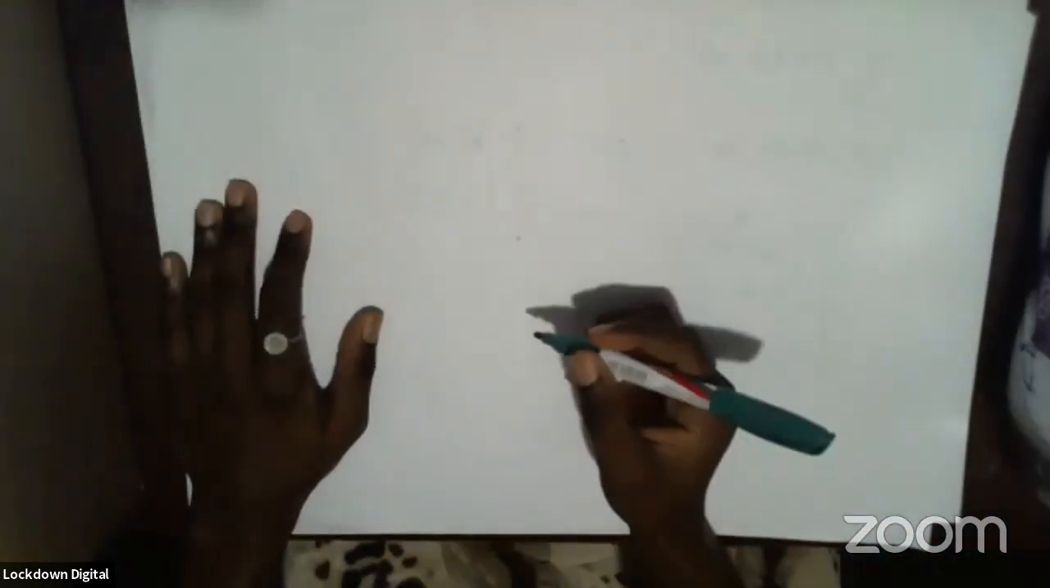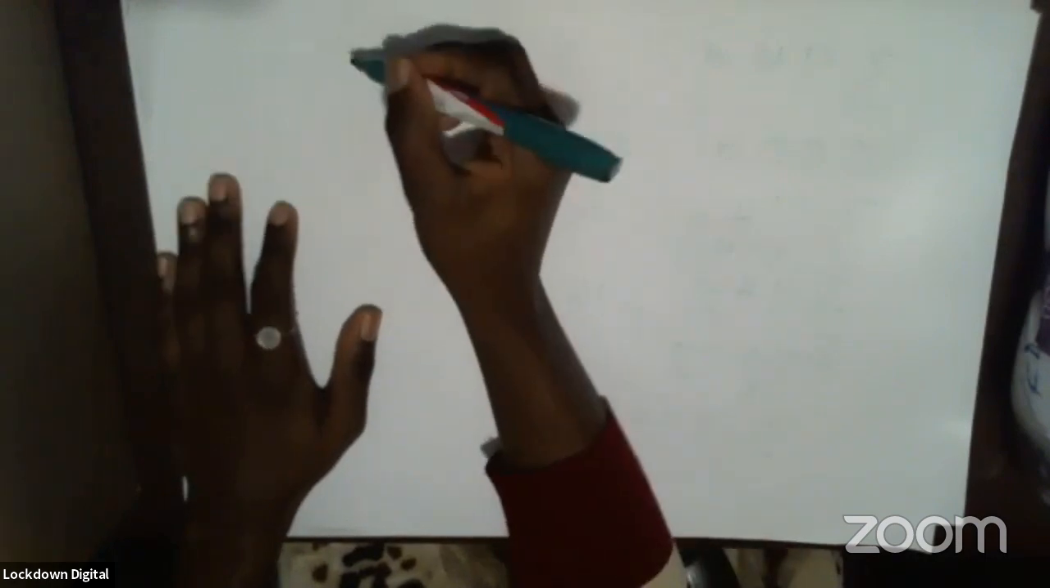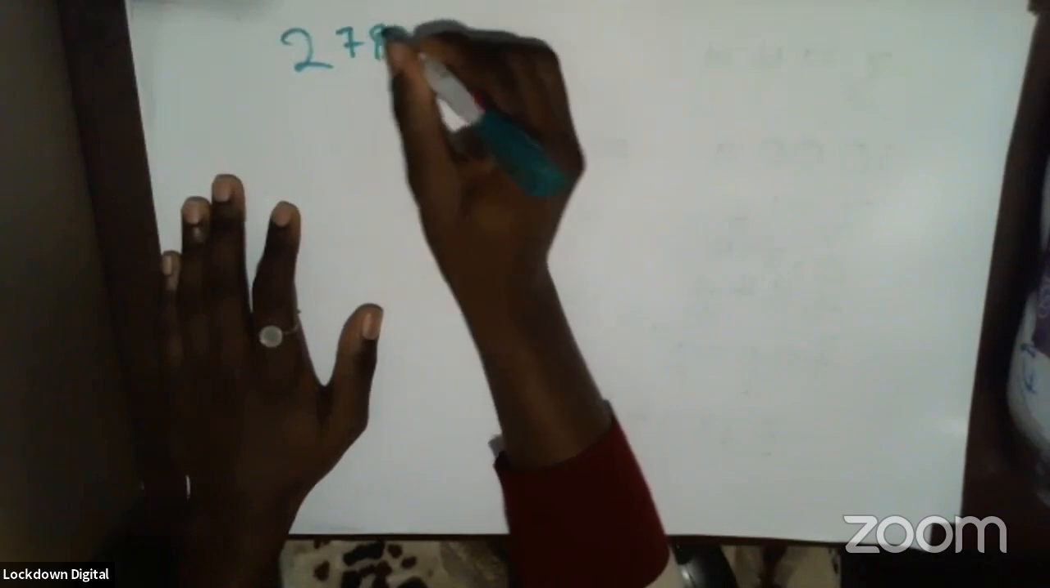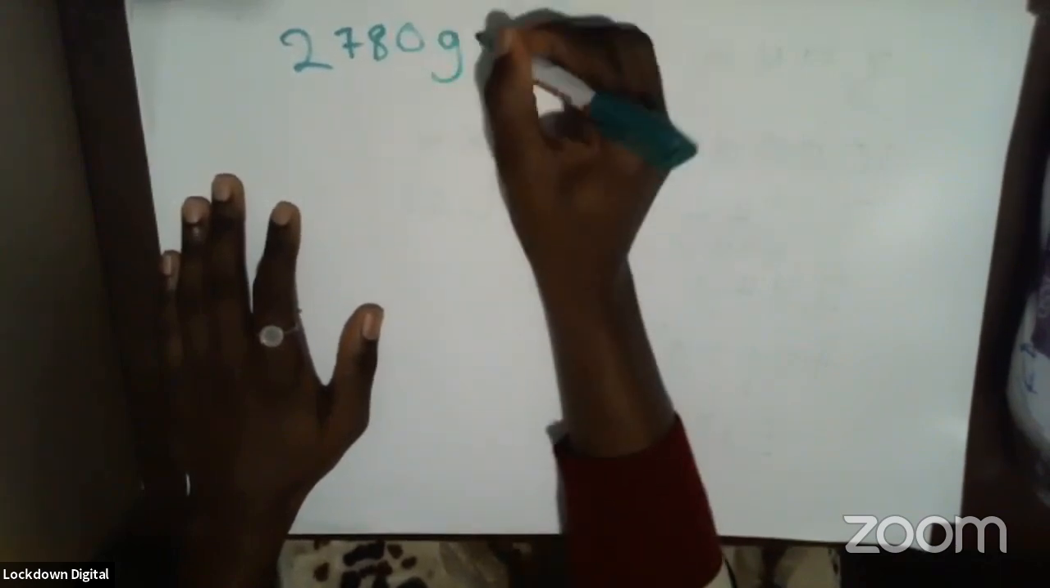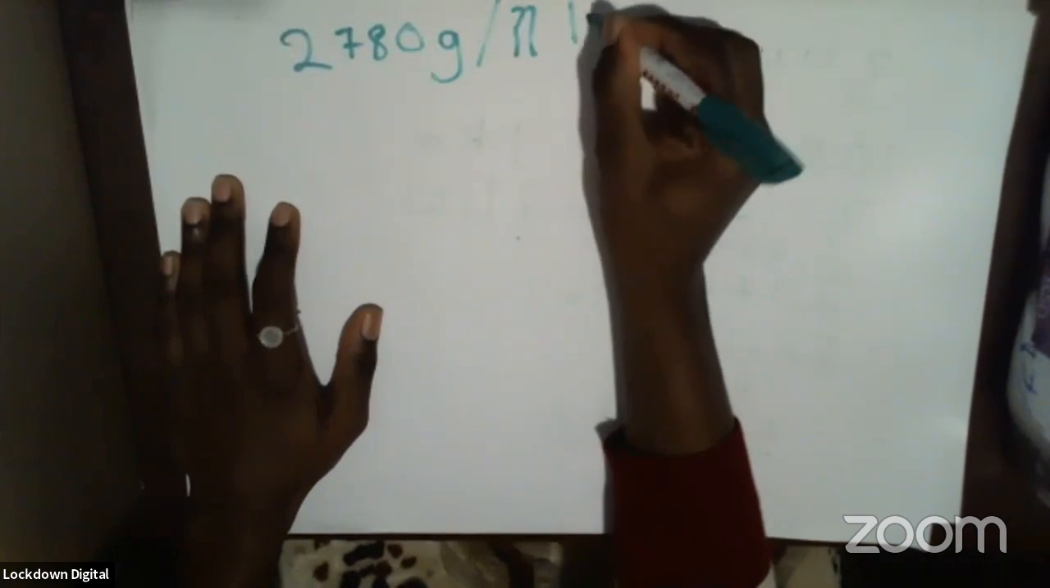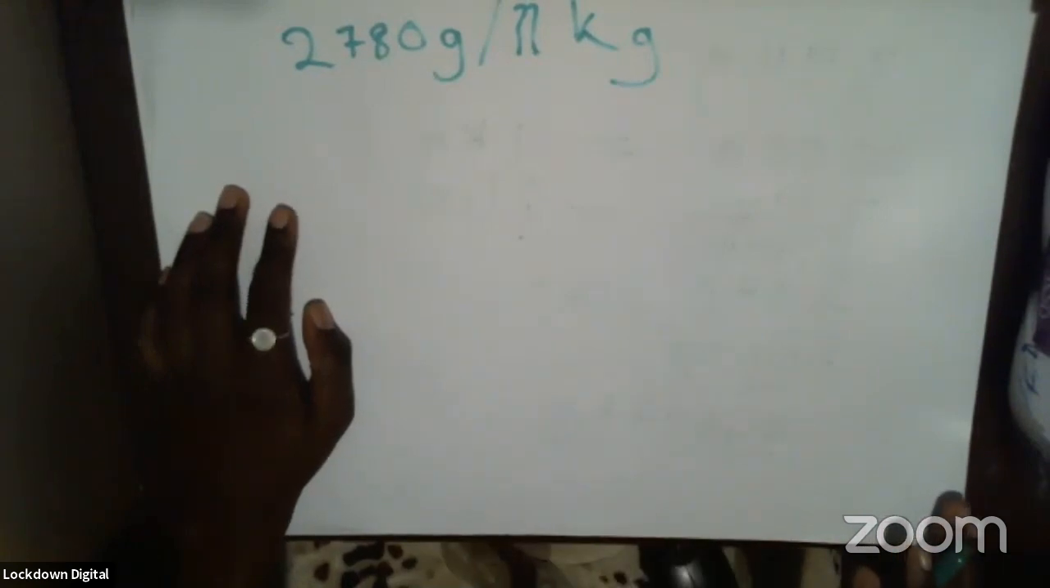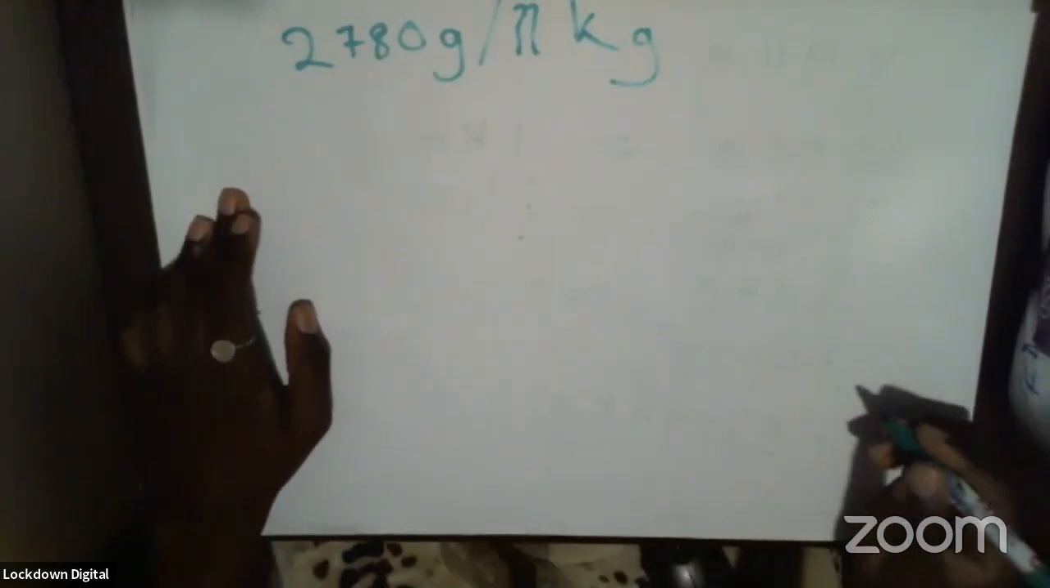Okay, let's take the example. We are being asked to find what is 2,780 grams in kgs. The question asks you, what is the value of 2,780 grams in kgs? How would you tackle a question like that? This is how you do it, guys. Just as we have been doing previously, we do the same thing here.